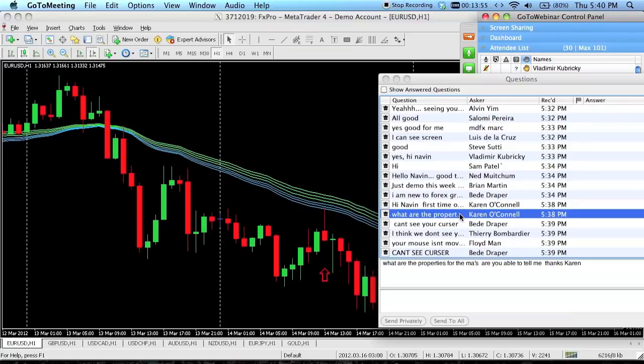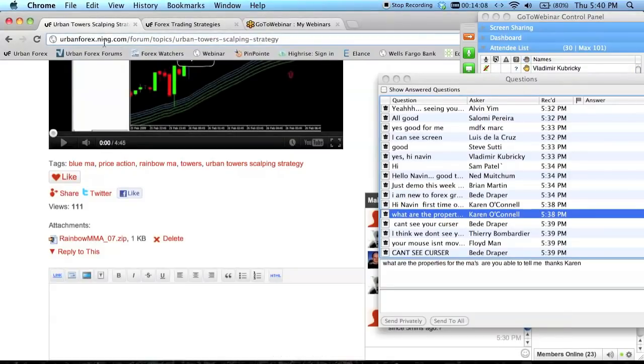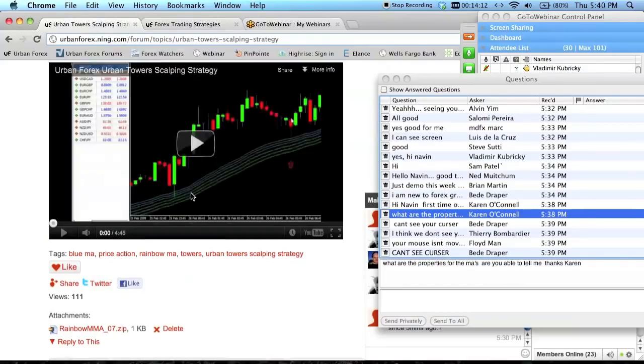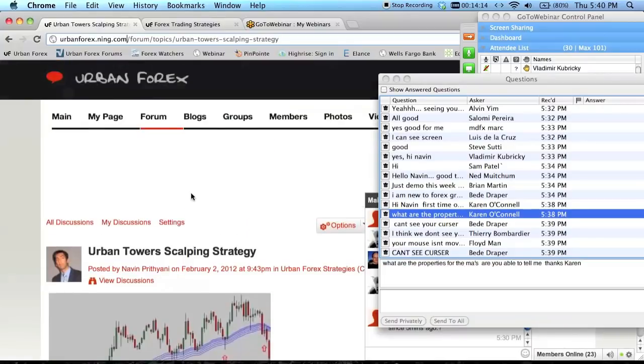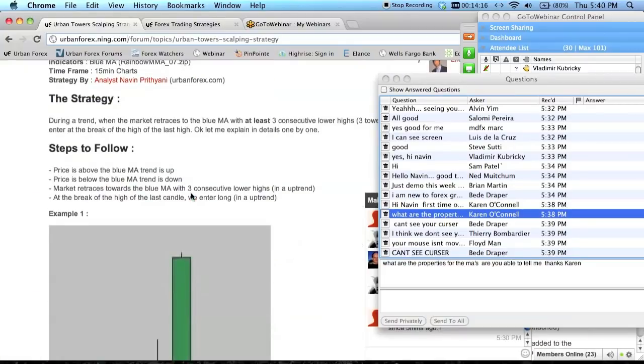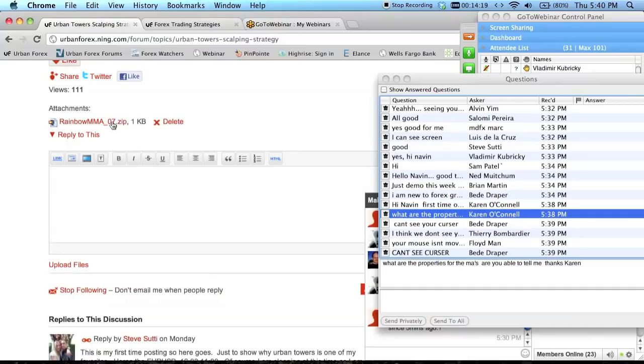I do not have the properties of the MA as I pulled it out of another system and I looked at this indicator and it looked really nice. You can get the indicator on our website, which is urbanforex.ning.com. Here it is on top. You can just go on to the forums, and once you find the strategy, or you can search for it on the site, right below the strategy, below the video, is where you will see the indicator file.